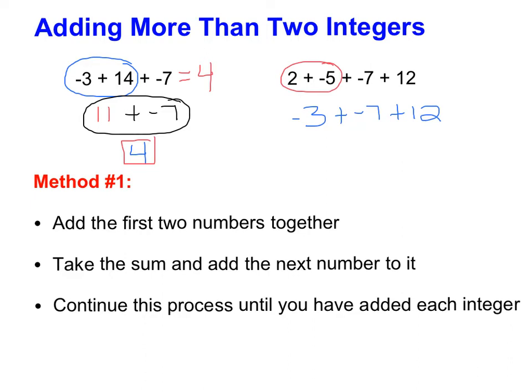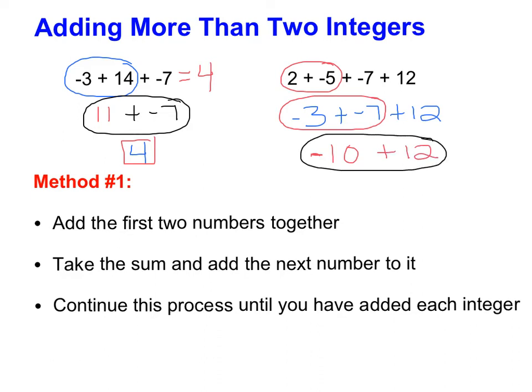So I'm going to go ahead and grab my first two integers again. They have the same sign, so this time I'm going to just add them together and keep the sign. So 3 plus 7 is 10, and it's negative. So I rewrite the rest of the problem. And I'm going to add these two integers together. And I have negative 10 and positive 12, so since they're different signs, I'm going to subtract. And there were more positives, so the answer is positive 2.